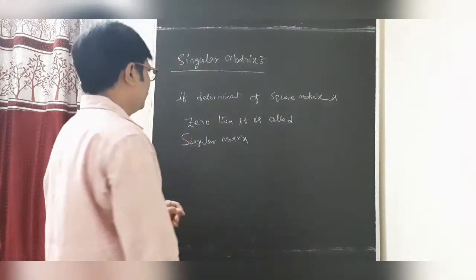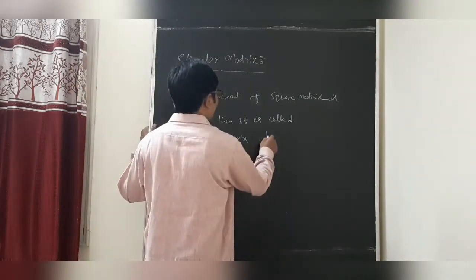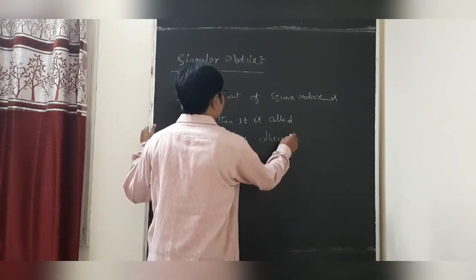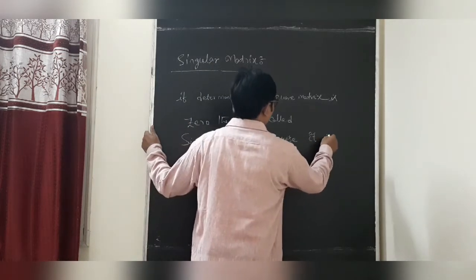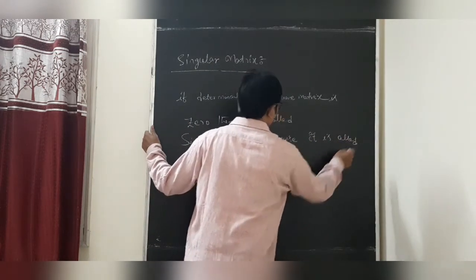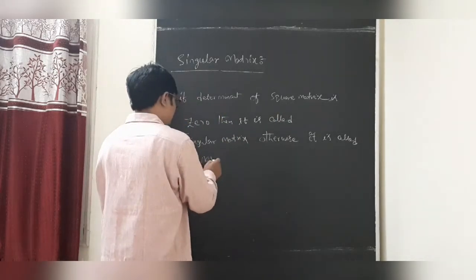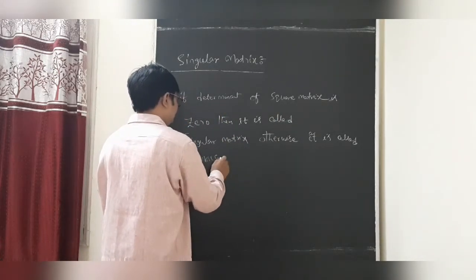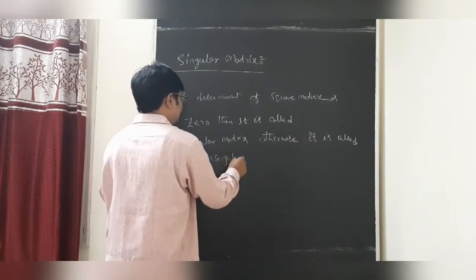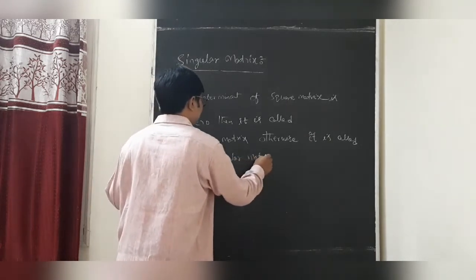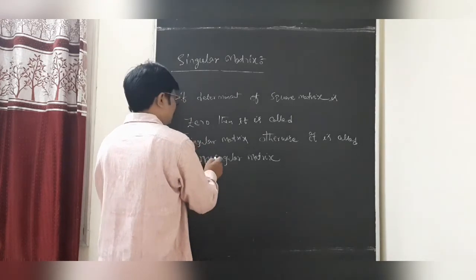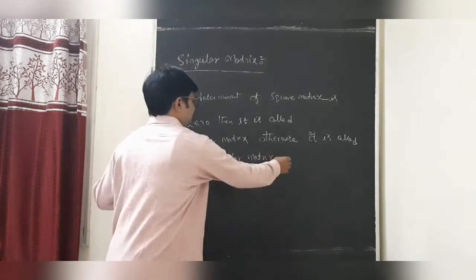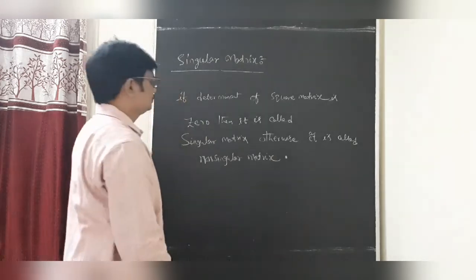Otherwise, it is called a non-singular matrix. Is it clear, students?